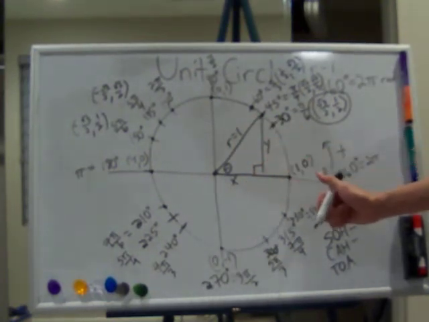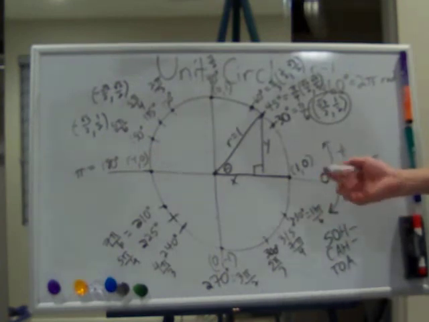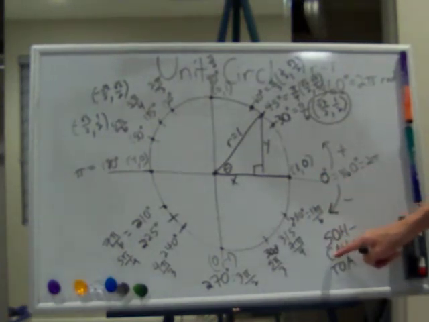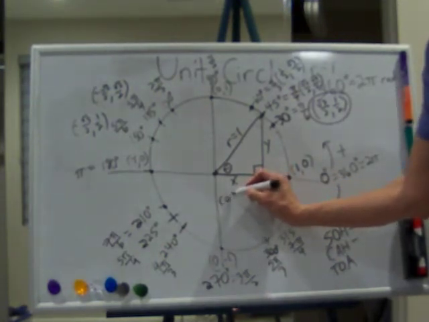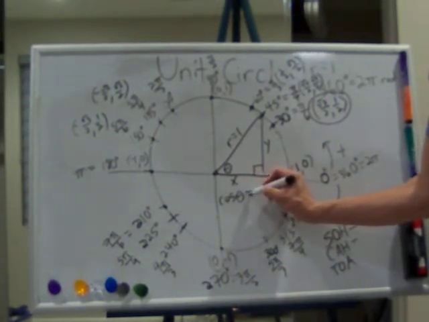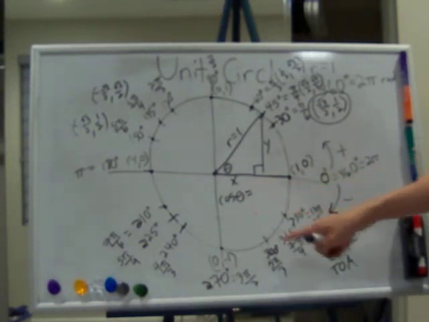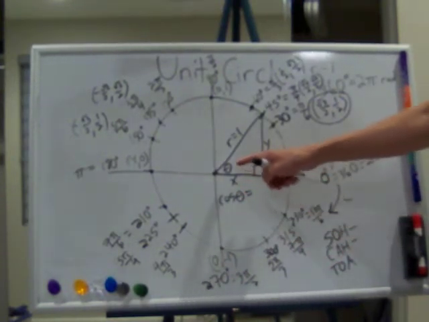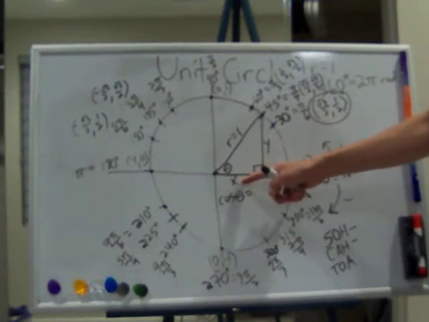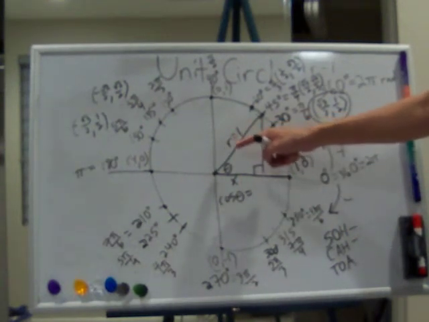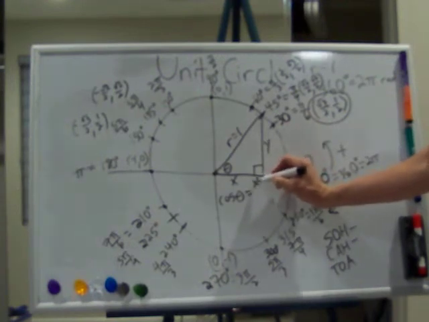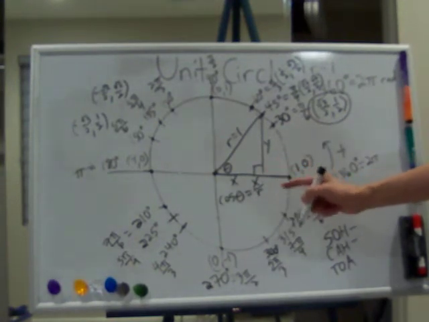So let's say we want to do cosine. Let's start with cosine. So if I'm going to find cosine of theta in this triangle, well, cosine is adjacent over hypotenuse. So the adjacent side is this side x, and the hypotenuse is r, right? So adjacent over hypotenuse, x over r. So cosine of theta in this triangle is going to be x over r.